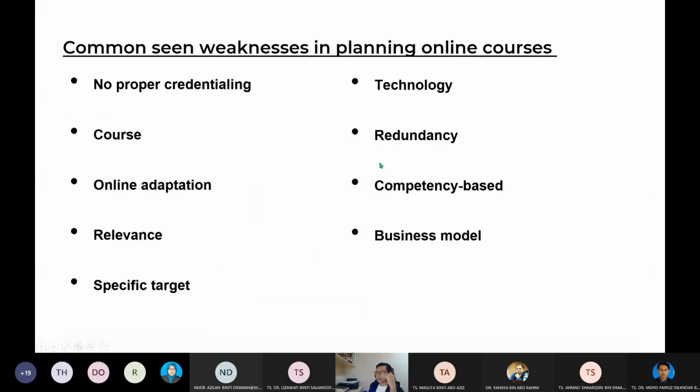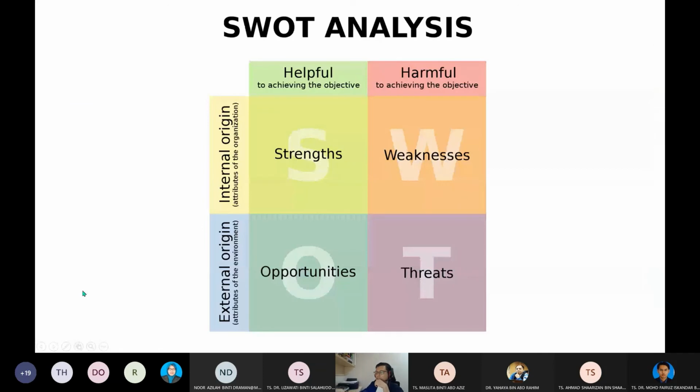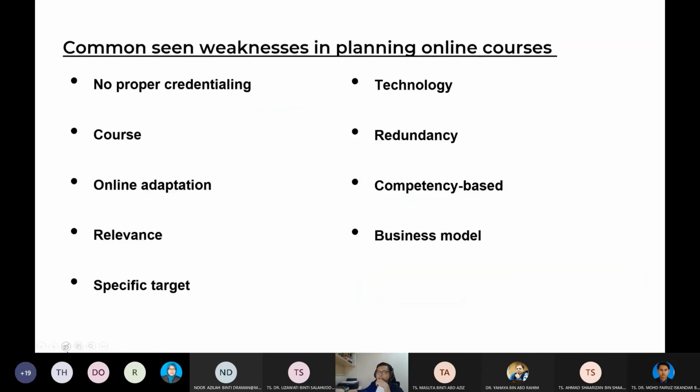All right. So before we go to the brainstorm session afterwards, I just want to point out commonly seen weaknesses in planning online courses. Because I'm in the committee for checking the quality control for MOOC. So basically we have a rubric, we check everything, the quality of the MOOC itself. But there are some parts that are not on the rubric but need to be assessed as well. So one weakness in MOOC that I've seen so far usually is, one, no proper credentialing.